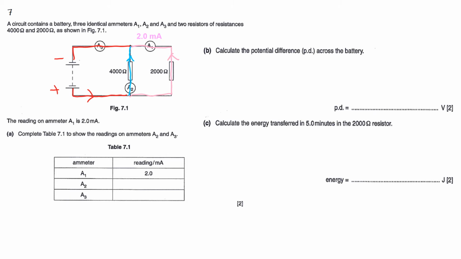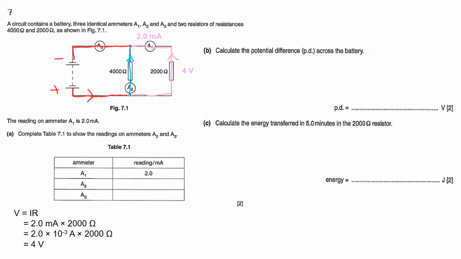So with that, we need to find the potential difference across the 2000 ohm resistor first. We use V equals IR, 2 milliampere times 2000 ohms. Reminder to change the prefix of milli to 10 to the power minus 3. So 2 times 10 to the power minus 3 ampere times 2000 ohms gives us a potential difference of 4 volts.